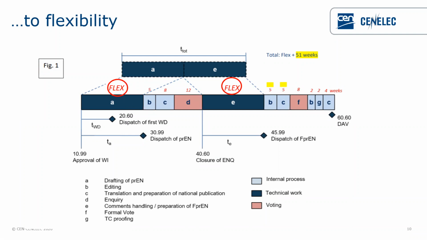It is important to underline that stage E, the one that you have here in dark blue on the screen, starts from the closure of inquiry from 4060 until 4599, the dispatch of the FPRN. It is important that you keep this into account when planning on the new work item form. We will come back to this later.